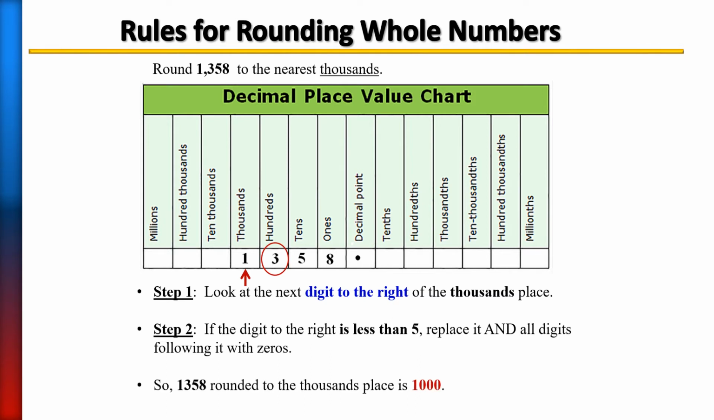When we do so, the number will round to 1,000. So again, the number to the right of the digit being rounded, in this case we were asked to round to the thousands place, to the right of that was a 3. That number was less than 5, so that 3, as well as everything behind it, becomes a 0. And that is why it rounds to 1,000.